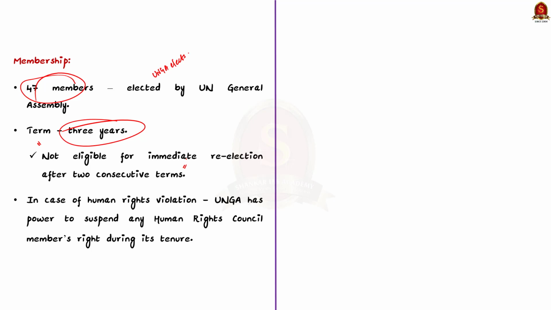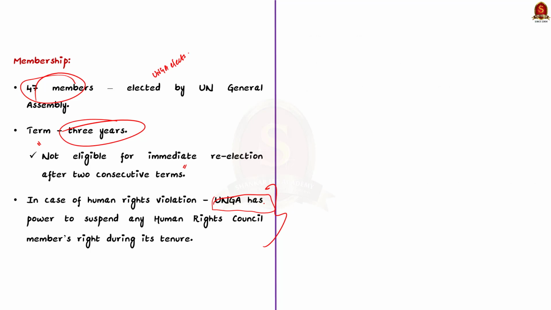On continuing our discussion, the UNGA has the power to suspend the rights of any Human Rights Council member if it is found to have consistently committed human rights violations during their tenure. The suspension comes into effect with a 2/3 majority by the General Assembly.